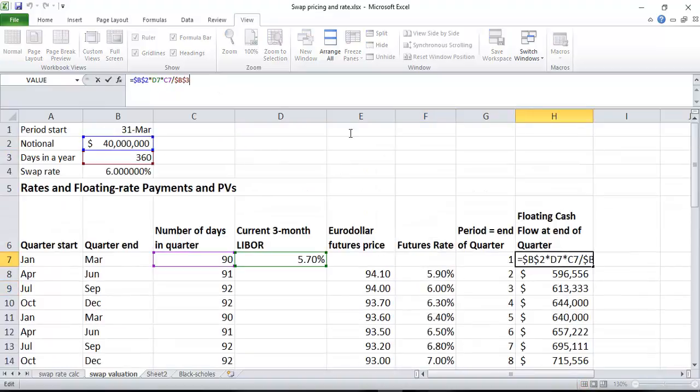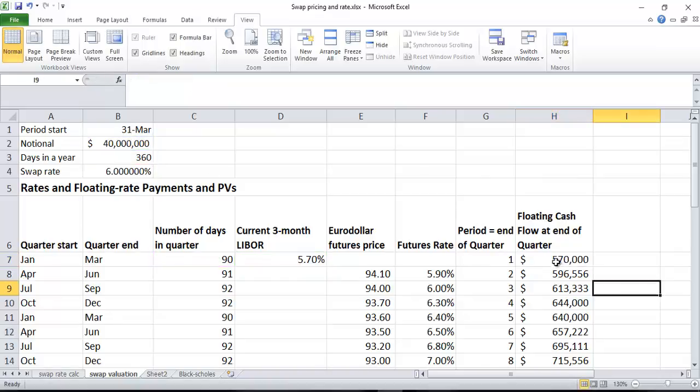As you can see, the floating cash flow for each period is just the notional value times the prorated time times the rate. In this case, we're using 5.7%, which is the borrowing rate, an annualized rate, prorated to the quarter, which consists of 90 days, times the notional value would give you the amount.